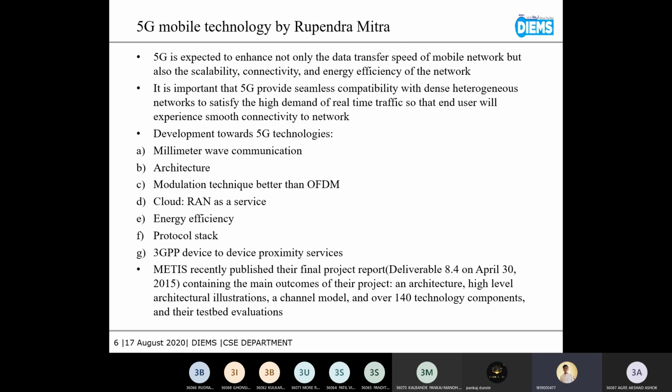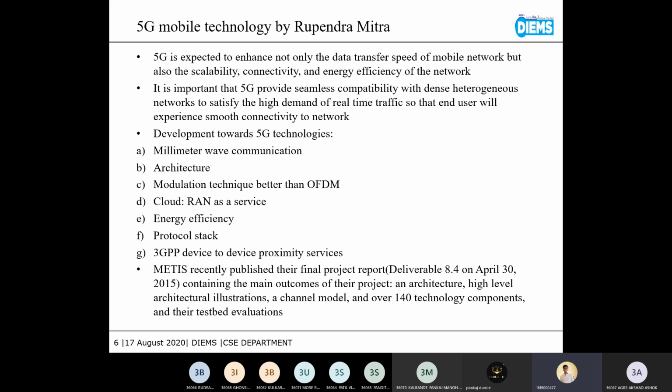I will go to the second mobile technology, by Rupa Mitra, the second literature survey. Rupa Mitra has said that 5G is expected to enhance not only the data transfer speed of the mobile network, but also the stability, connectivity, and energy efficiency of the network. It should have a stable network, meaning the speed of 5G should be stable. Mostly the speed should be stable. It should not decrease as the days pass.